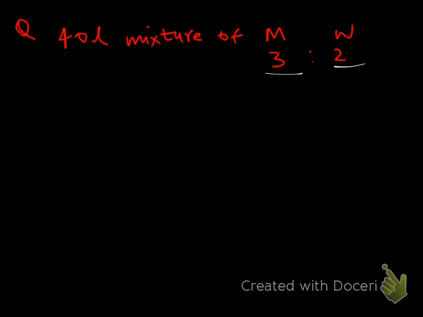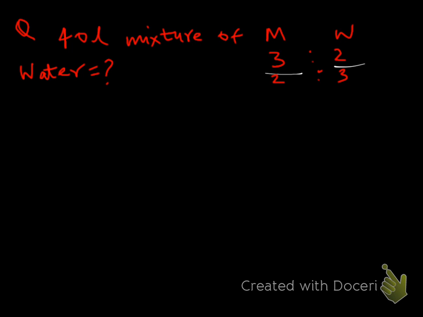Okay, another type of question that we see on ratios. It's about mixtures. It's a pretty straightforward, pretty simple example. Let's say I have a 40-liter mixture of milk and water, in the ratio 3:2. What you have to find is how much water should be added to the mixture so that the ratio of milk and water reverses, and becomes 2:3. How much water should we add?